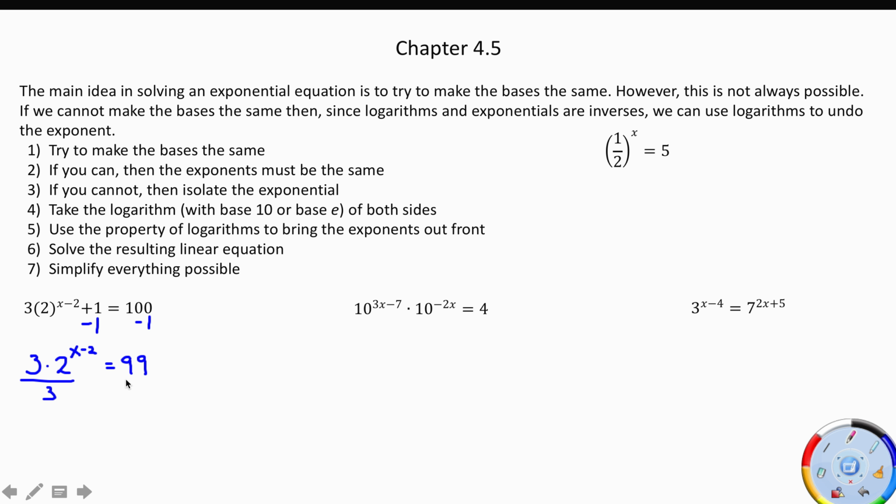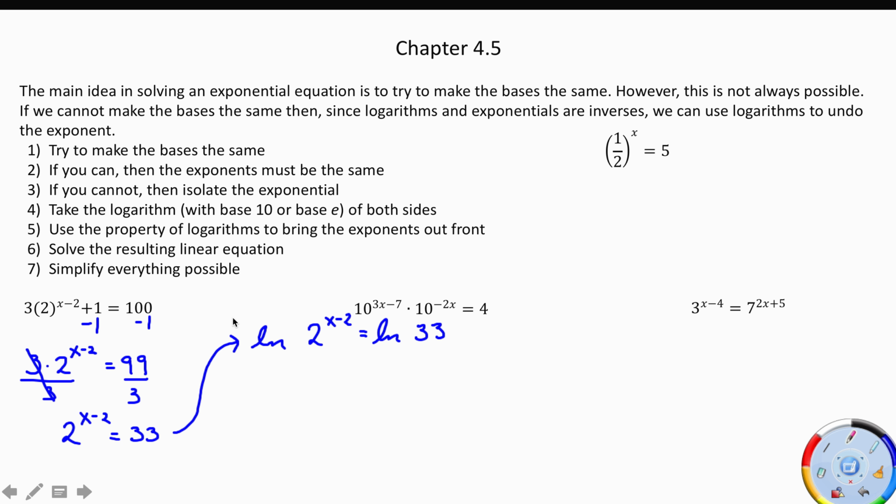Divide by 3. Again, trying to isolate. Once I have my exponential isolated, then I'm going to take the log of both sides. Log with base 10 or natural log. It doesn't matter. Either one of those I can plug in the calculator for a numerical answer if necessary. So just take the log of both sides.